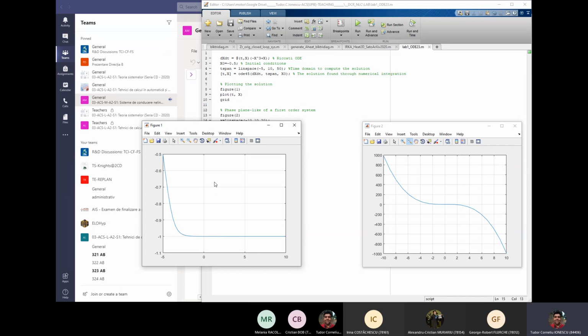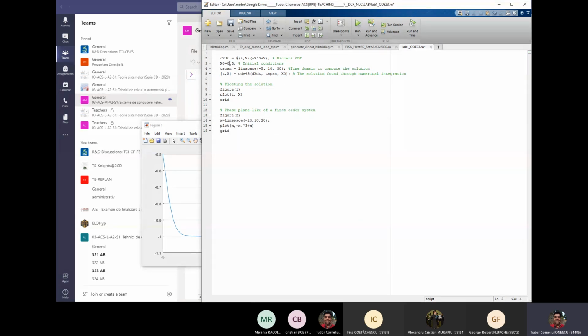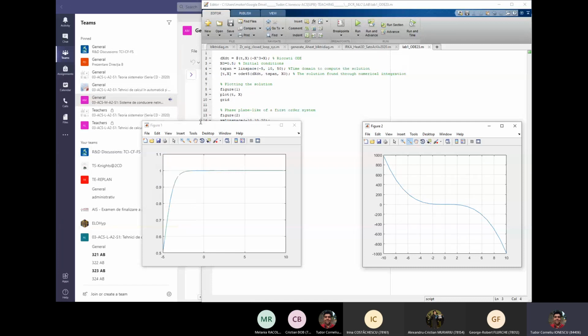If we start from minus 0.5, on the other hand, if you start from a positive initial condition, you can see it's going again to the equilibrium. So this equilibrium at 1 is also stable.